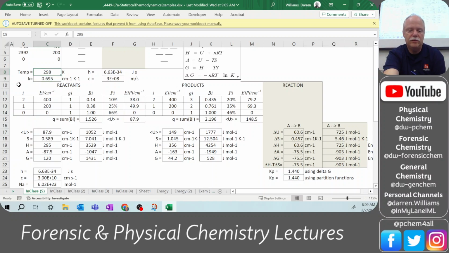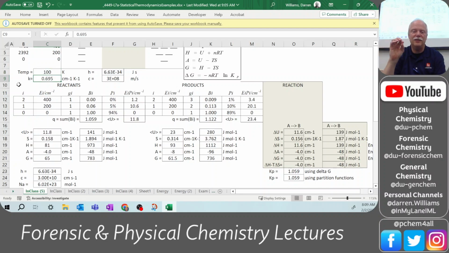How cold do we go? Let's do 100. Then we'll do 37. Yeah, 100. It was 1.4, and now it's 1.06. And our delta G is only negative 4. So we're cooling it down so that entropy is not as much of a factor, but now the delta H is kind of taking over.